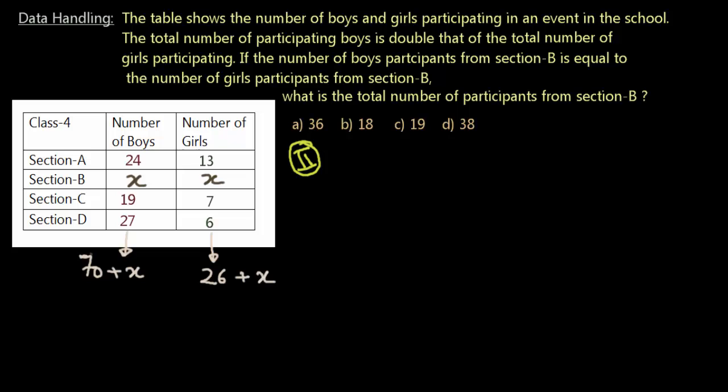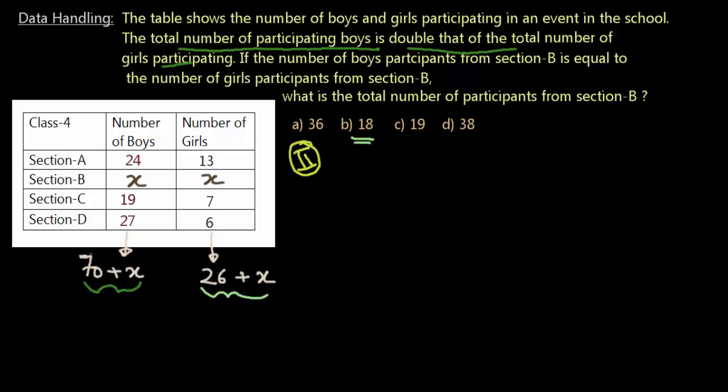Now please read this line. The total number of participating boys is double that of the total number of girls participating. So you see this particular number 70 plus x is double of 26 plus x. So what we can do is put in the options one by one. Suppose we take the option of 18.